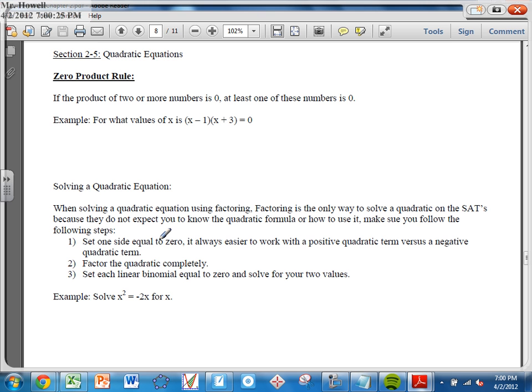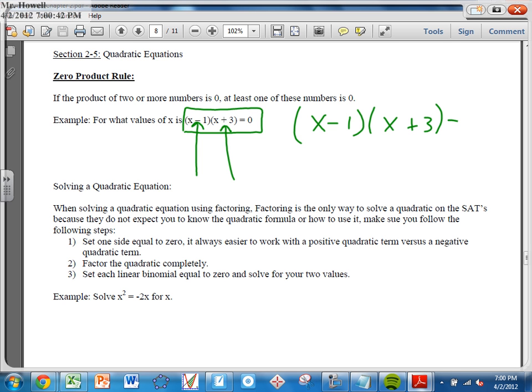For example, for what values of x is this factored quantity equal to 0? Well, it's just saying find the roots, find the x-intercepts. Well, what could cause this factor to equal 0? Or what could cause this factor to equal 0? So what do we do? We make a t-chart. x minus 1, x plus 3 equal to 0. Well, if one of the factors is 0, then the whole thing is 0.